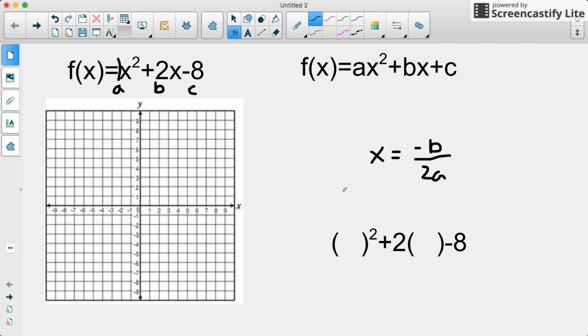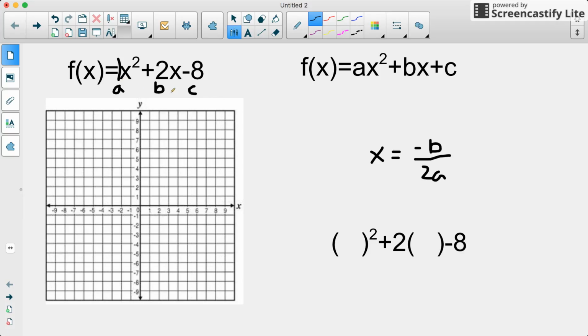Okay, here we are trying to graph and identify the vertex and the axis of symmetry in a quadratic function in standard form. So here's the format for standard form, and the first thing that you're going to need to do is identify A, B, and C. Now in our original problem, it's x squared plus 2x minus 8, and in identifying A, B, and C, you have to understand that the coefficient of x squared is 1.